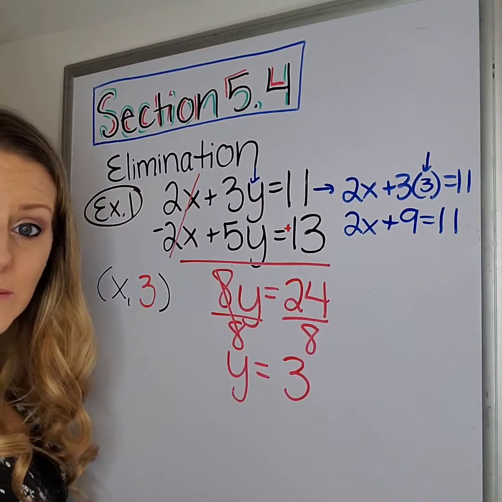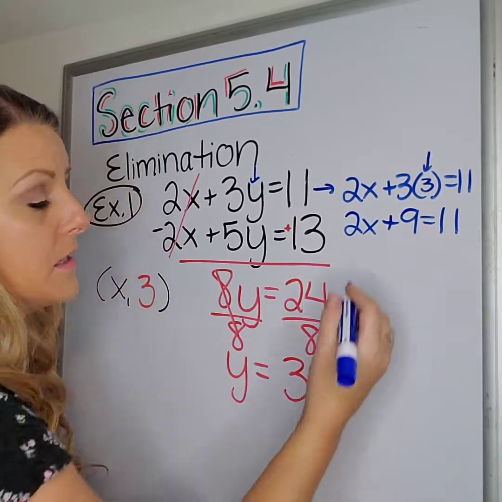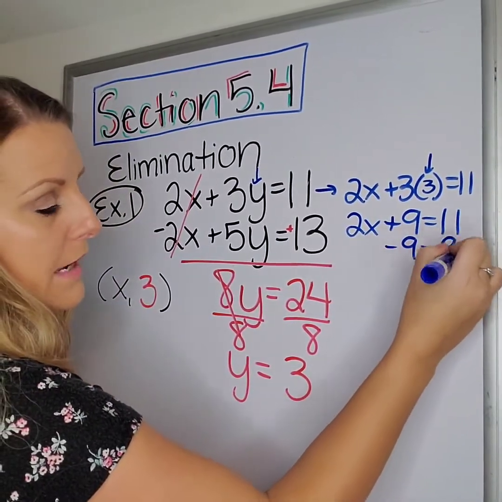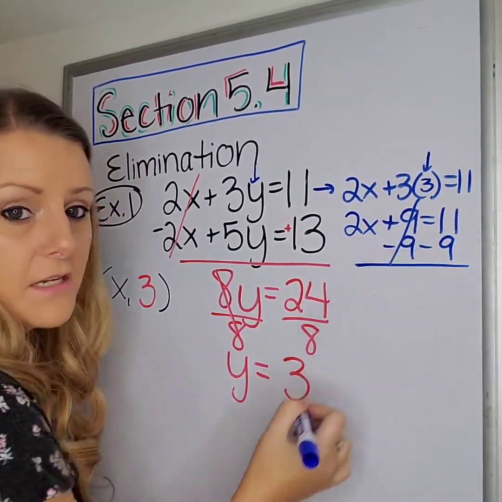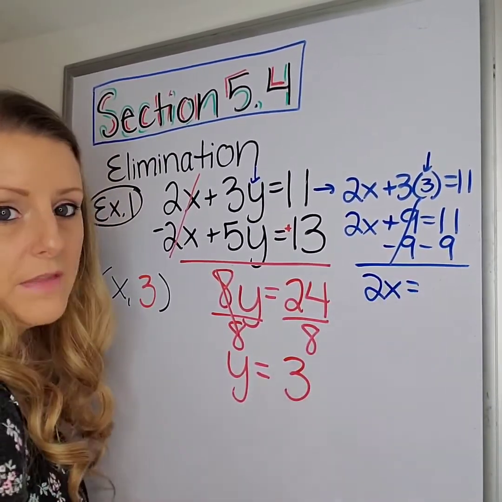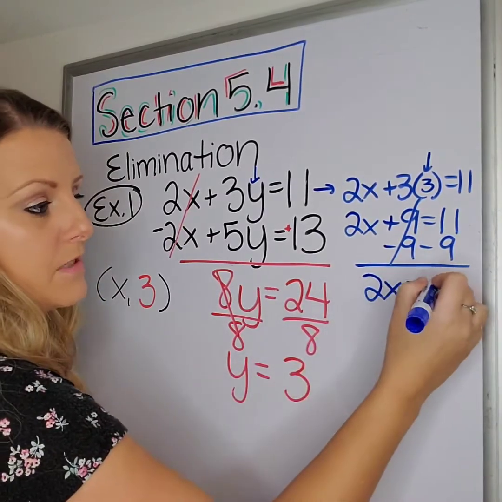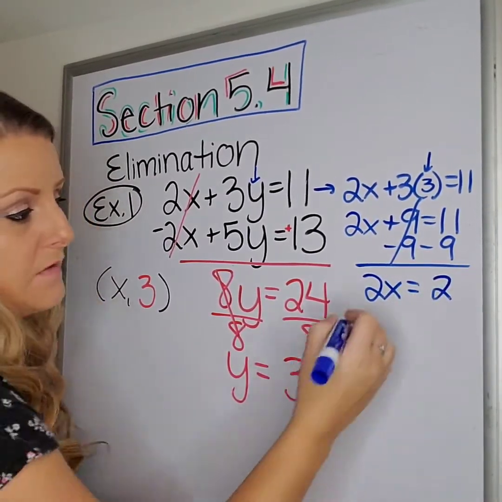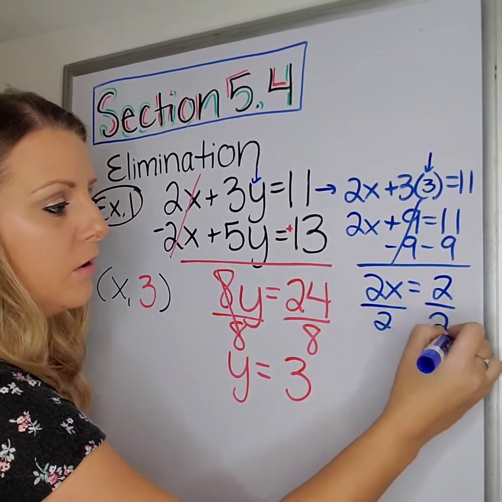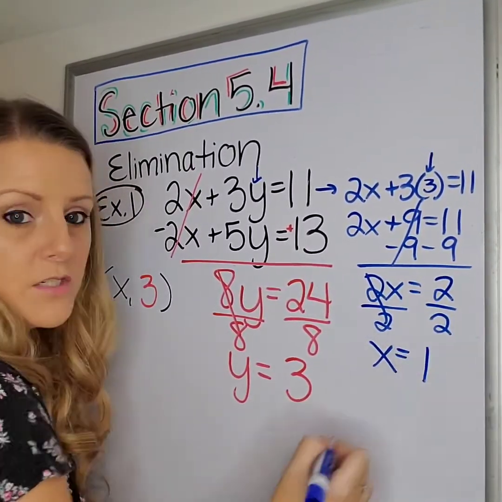Now this should be a simple two-step problem that you should know how to do from part A of this class. So you're going to get rid of the 9 by subtracting. Since it's a positive, the opposite would be subtract. You still have 2x, bring that down. And what's 11 take away 9? 11 take away 9 is also 2. And the last step would be divide by 2. And again, this is all a review from part A. 2 divided by 2 is 1.